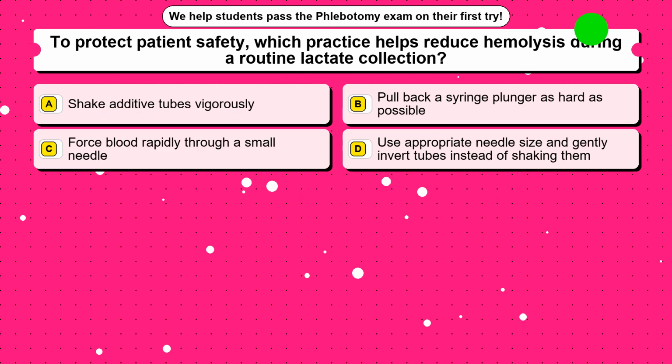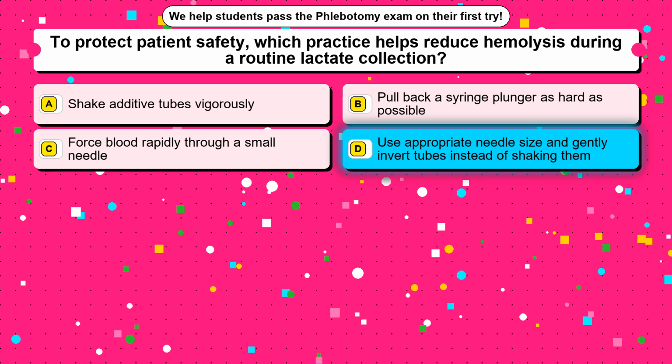Question 55. To protect patient safety, which practice helps reduce hemolysis during a routine lactate collection? Option A, shake additive tubes vigorously. Option B, pull back a syringe plunger as hard as possible. Option C, force blood rapidly through a small needle. Option D, use appropriate needle size and gently invert tubes instead of shaking them.